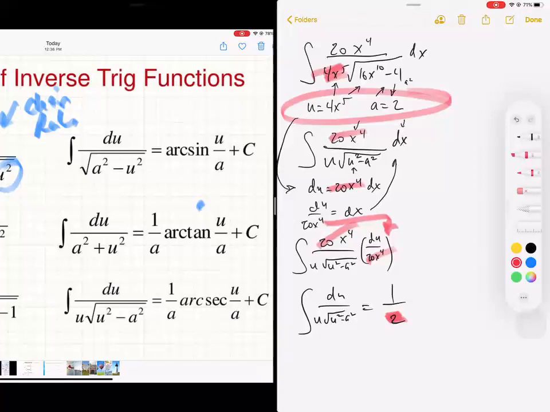Oh, sorry. Darn it. I miscopied it. Oh, no, that's right. And then we write secant inverse of u over a. Well, u, we said, was 4x to the fifth. A we said was 2, and then plus c. It's a straight copy.